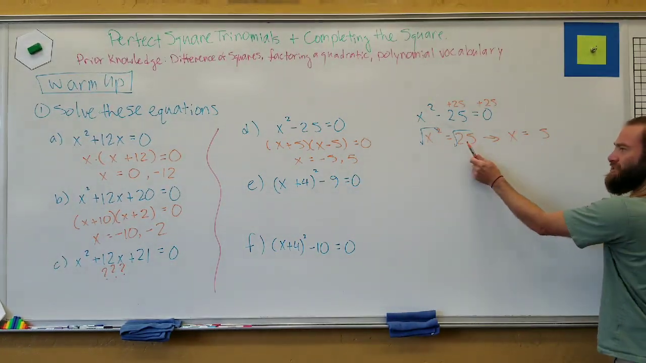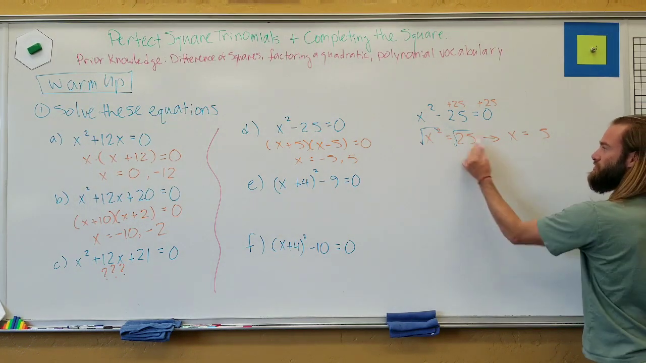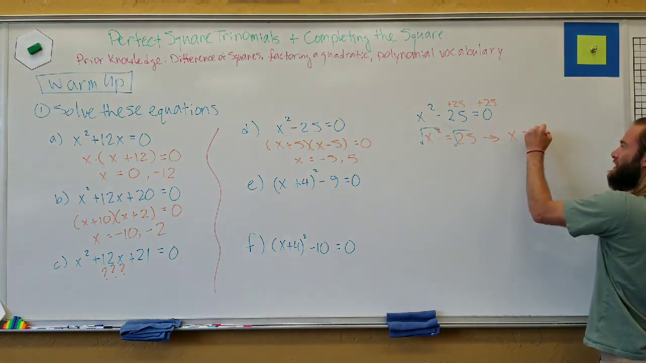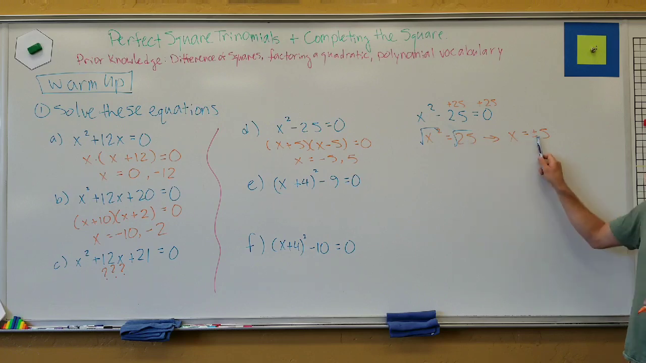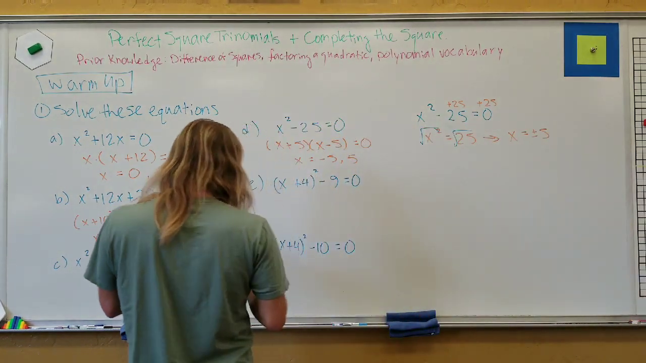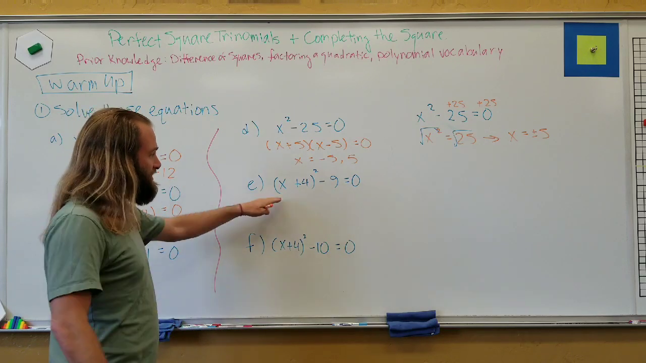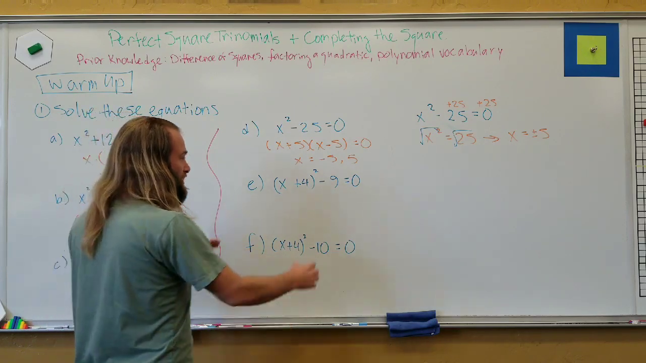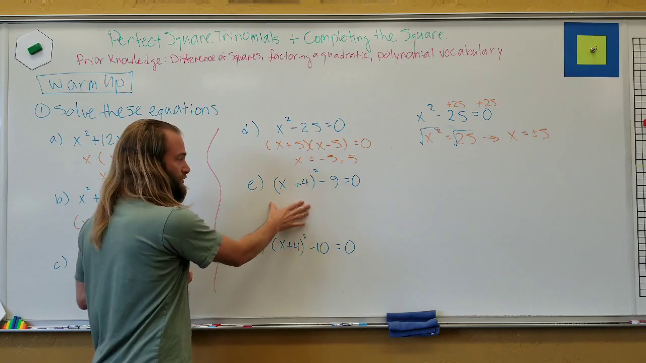But remember, actually, there are two numbers that you could square to get 25. So we need to make sure that when we're doing this way, we remember the plus or minus portion. Okay? So we can do the same thing for E and F. We could factor them, and we have learned where we could factor these.